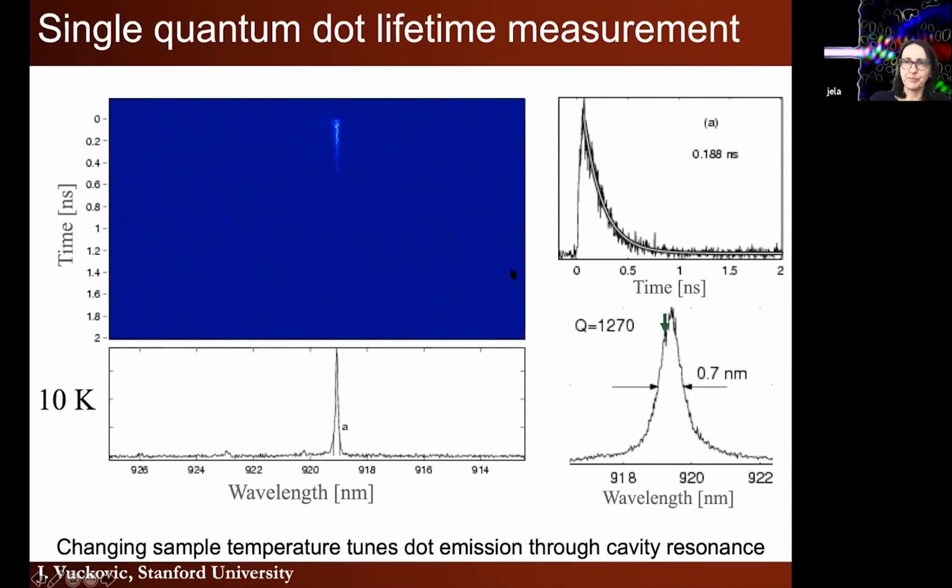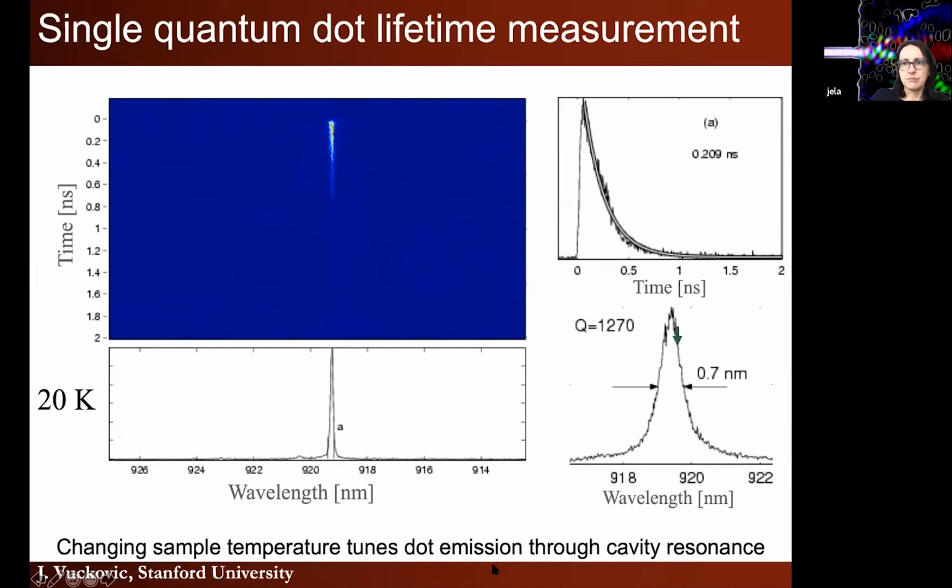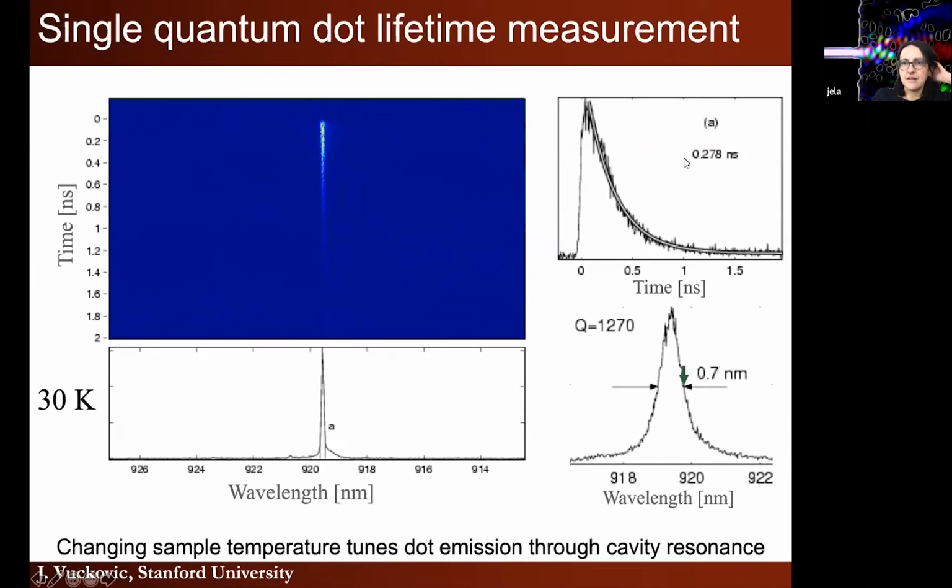because wavelength of quantum dot is much more affected by small changes in temperature. So at this particular location, and a green arrow points where quantum dot is relative to the cavity resonance, lifetime is 188 picoseconds. And then we change temperature, detune quantum dot relative to the resonance. So now it's slightly more detuned, and you measure lifetime, and it's 210 picoseconds, right? And then you detune it even more, and it's 280 picoseconds, right? And you can detune it even more.